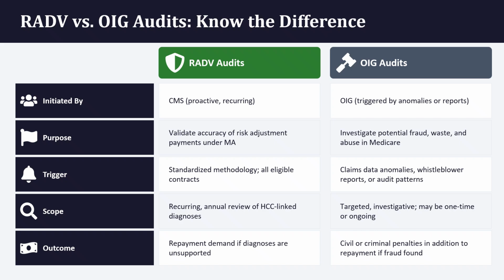The outcomes are also in a completely different league. A RADV finding leads to a repayment demand. An OIG finding, on the other hand, can lead to civil or criminal penalties. They both require solid documentation, but if an OIG audit lands on your doorstep, the stakes are on another level entirely.